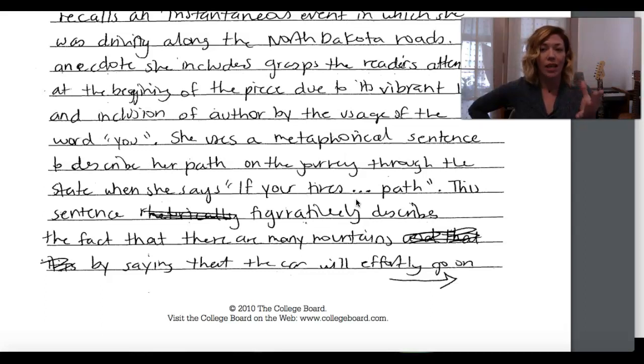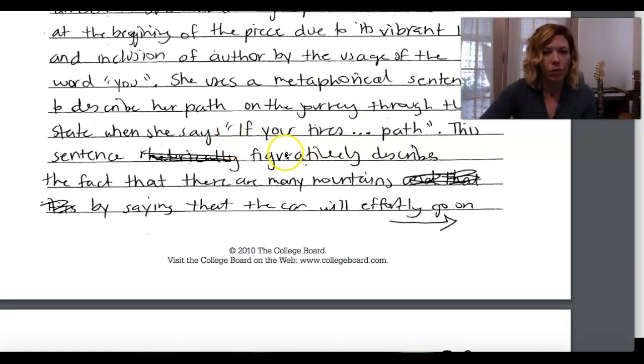So just saying the author invites the reader in through the use of the word you, through the use of the second person pronoun. Okay? Any of that would work, but this is wrong. She uses a metaphorical sentence to describe her path on the journey through the state when she says, if your tires path. This wasn't a great integration of the quote.